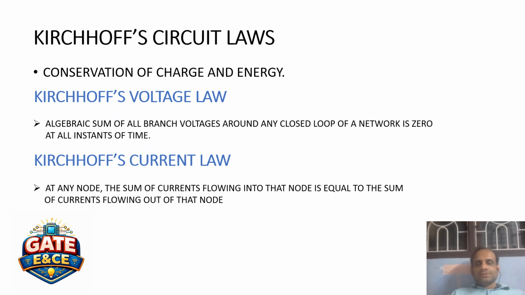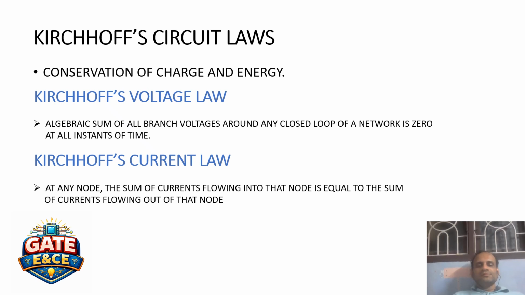It states that the algebraic sum of all voltages around any closed loop of a network is zero at all instants of time. So if we have a closed loop in a given network, and if we sum all the branch voltages of that closed loop, the total voltage is always zero. That is Kirchhoff's voltage law.